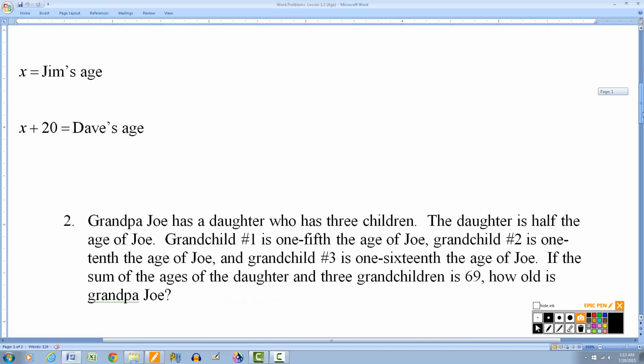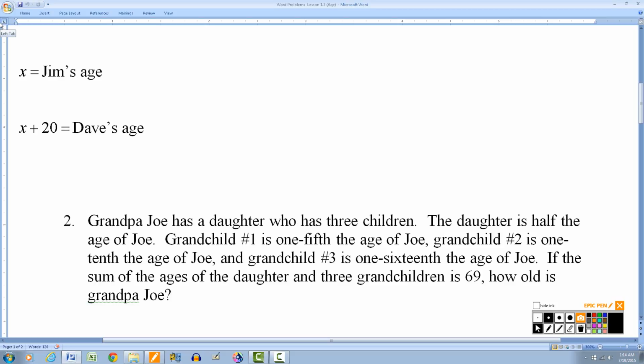Okay, we have Grandpa Joe, who has a daughter who has 3 children. The daughter is half the age of Joe, and grandchild number 1 is 1/5 the age of Joe. Grandchild number 2 is 1/10 the age of Joe, and grandchild number 3 is 1/16 the age of Joe. If the sum of the ages of the daughter and the 3 grandchildren is 69, how old is Grandpa Joe?